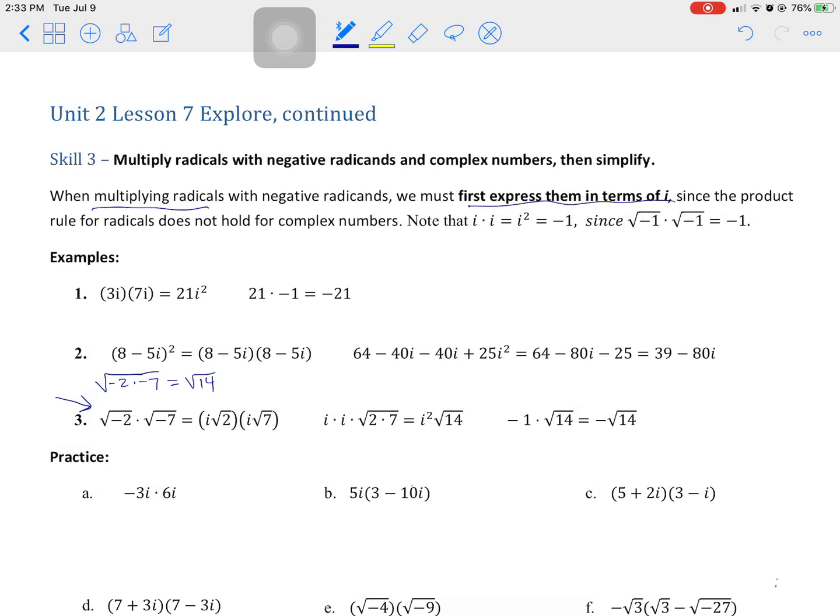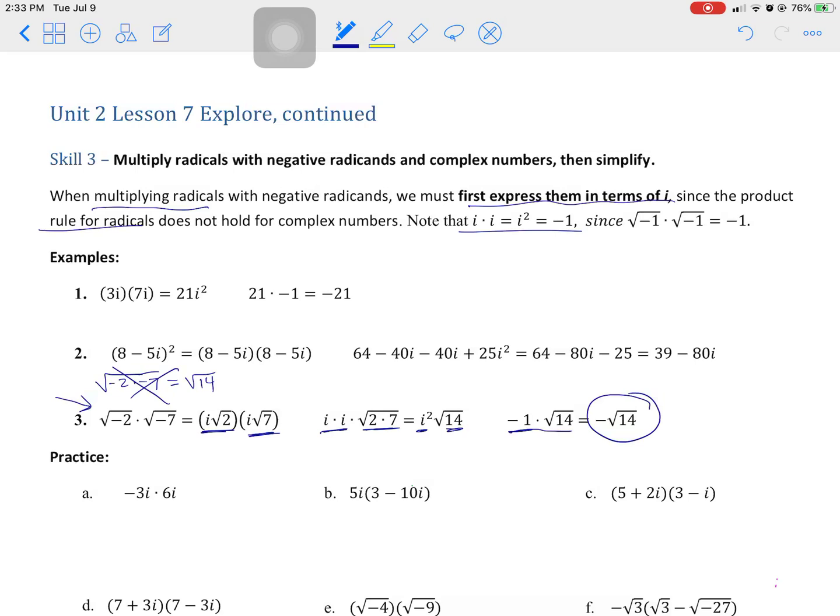So order of operations for radicals that have negative radicands say that you must take out the i first. Then you have i times i, which is i squared, which is negative 1. Then you can put the positive radicands together and get the square root of 14, so negative 1 times the square root of 14. So this way is incorrect. That's what it means: the product rule for radicals does not hold. So always take the i out first.